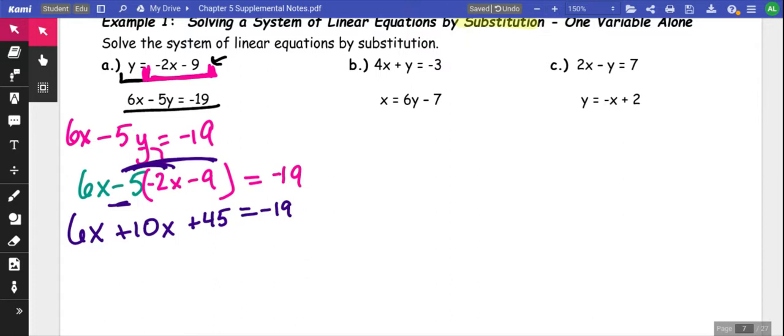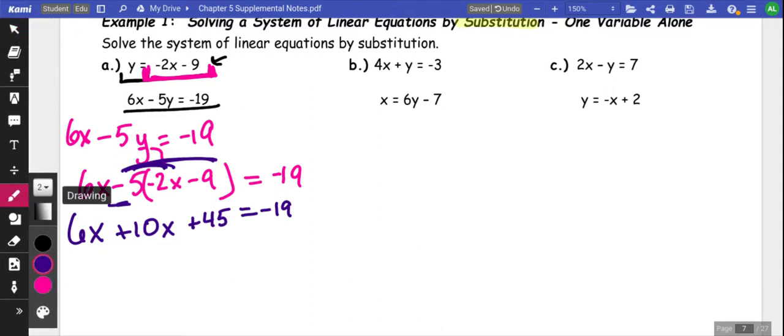All right, so what's the next step I can do? I can combine my like terms. Let's see what my like terms are. I have a 6x and I have a positive 10x, so those can get combined. I'm adding those coefficients. So I've got 16x plus 45 is equal to negative 19. I want to get rid of this 45 first, so I'm going to subtract 45 from each side.